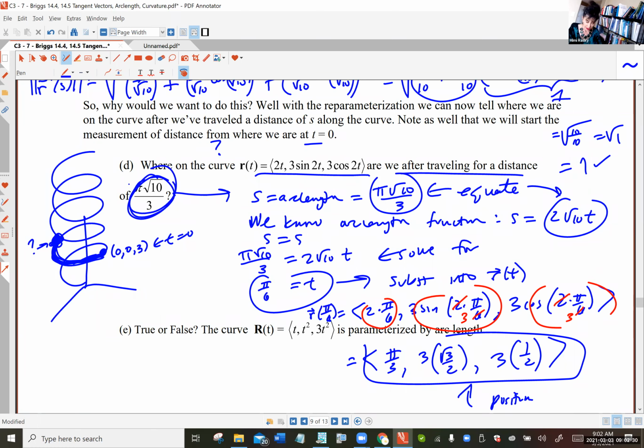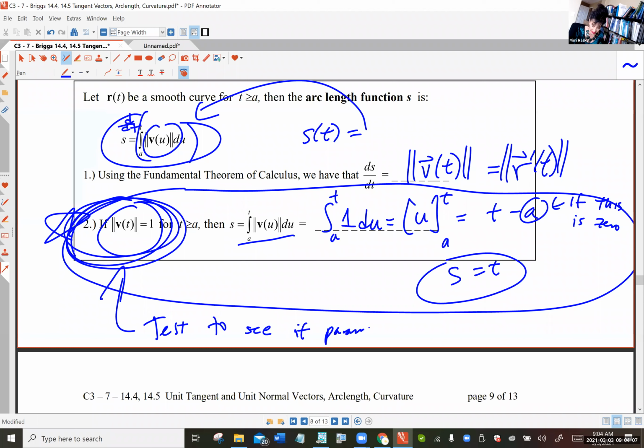It's true. Okay, do you remember one of the cool facts from this theorem over here? This is the test to see if it's parameterized using the arc length. So you have to test it first. You can't just look at it and go, yes, it is. That's not going to cut it. So we have to do some work here. This is the test, before we can even say true or false.